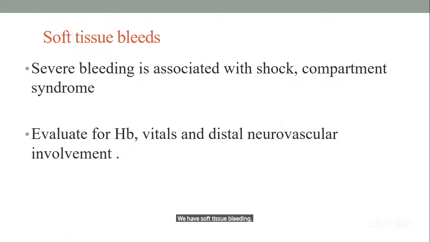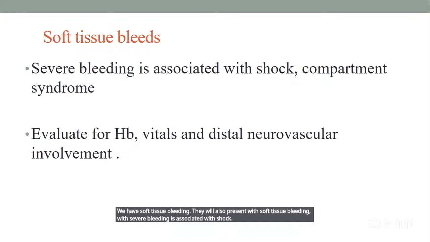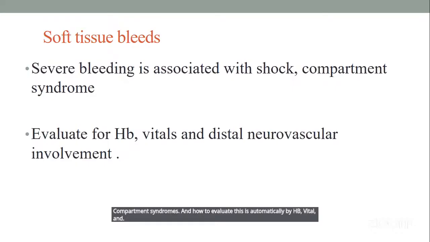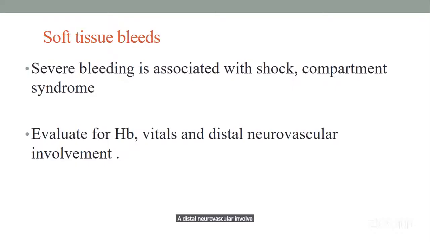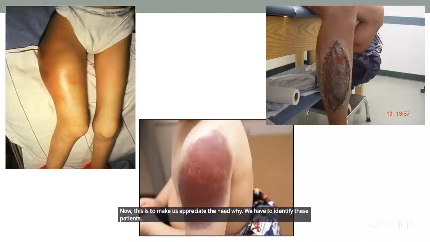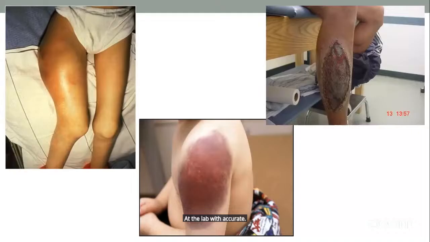They will also present with soft tissue bleeding, where severe bleeding is associated with shock and compartment syndromes. To evaluate this, we check hemoglobin, vital signs, and distal neurovascular involvement. Another slide. Now, this is to make us appreciate why we have to identify these patients at the lab with accurate results that can inform their treatment. Next slide.